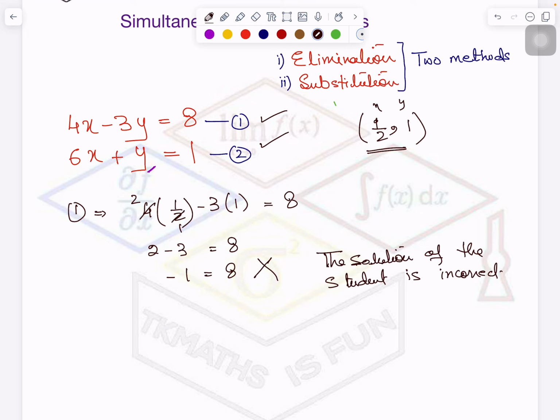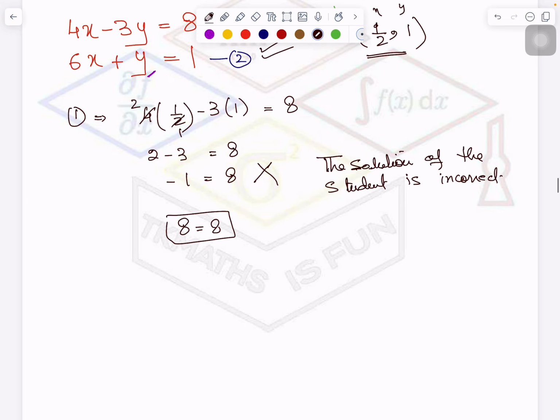Let me tell you one more thing here, the common mistakes. Sometimes when you plug the value into the first equation, you get the right answer. For example, if I had gotten 8 equals 8 here, for example, right? It is not the case, but suppose I cannot claim immediately that the student is right. I have to check the other equation also. So I will substitute the same answer of the student in the second equation also. And that equation should also be satisfied, giving 1 equals 1. If both equations are satisfied by the solution, then you can claim that the student's solution is correct.